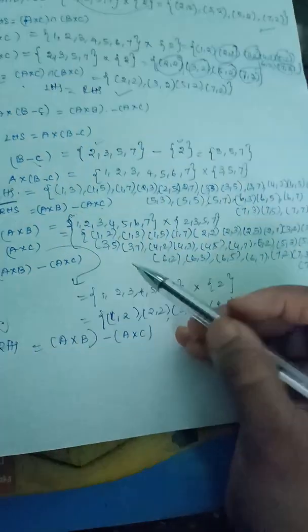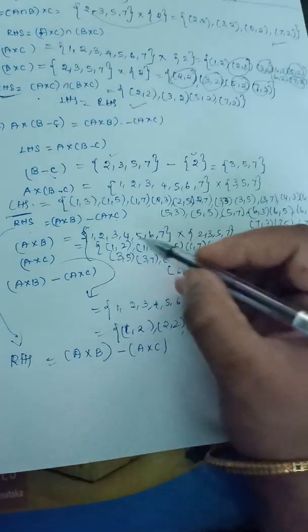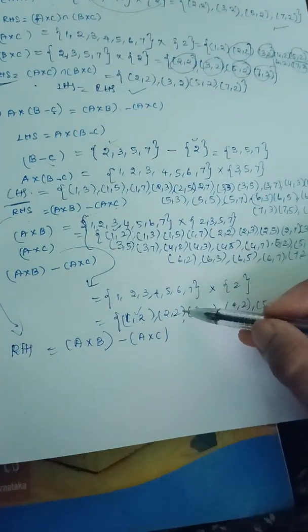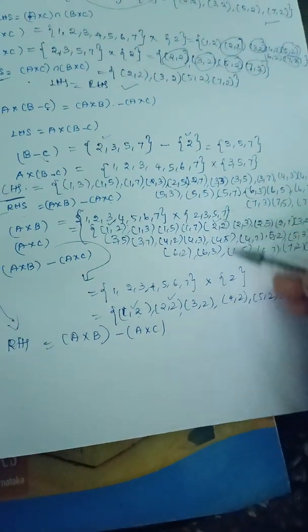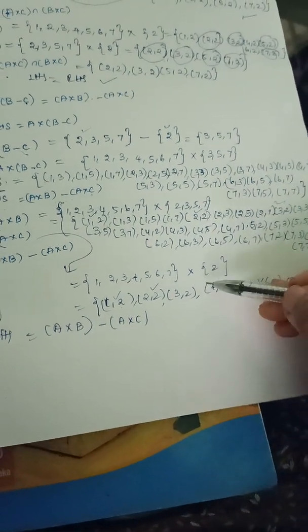So just see the common elements, you can take them out. 1, 2 is there, right? So 1, 2 you don't want to write. Next 1, 3 is not there. 2, 2 is also there, you don't want to write it. 3, 2 is there, so don't want to write 3, 2.